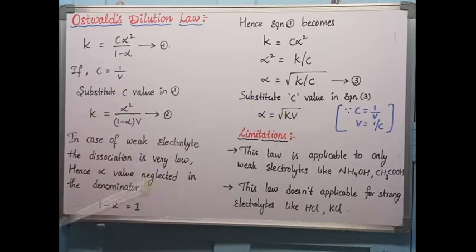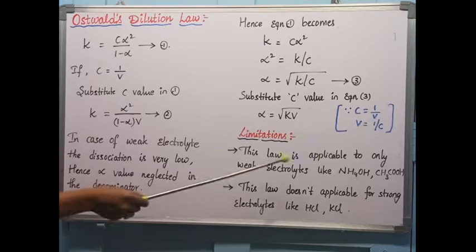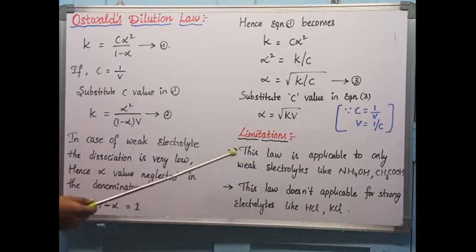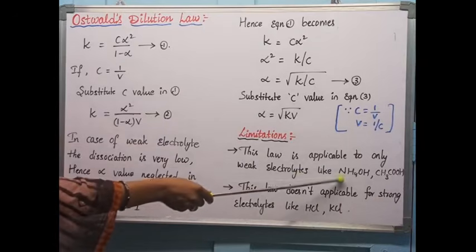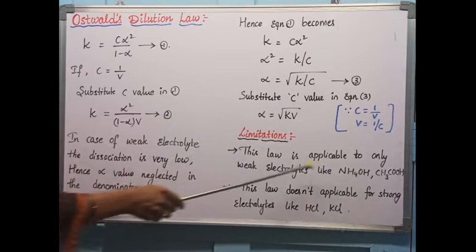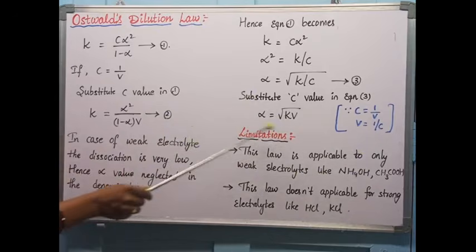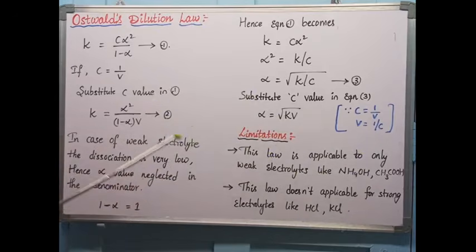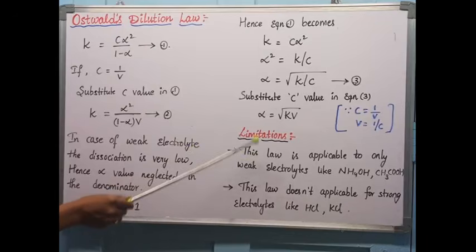So what are the limitations of Ostwald's dilution law? This law is applicable only to weak electrolytes. We know weak electrolytes undergo partial dissociation when added to water, like ammonium hydroxide and acetic acid. All these are weak electrolytes. This law is applicable only to weak electrolytes, where we get the dissociation constant as unity.